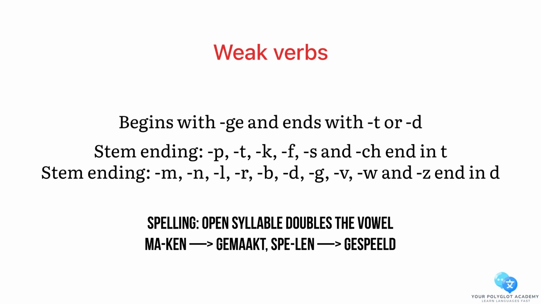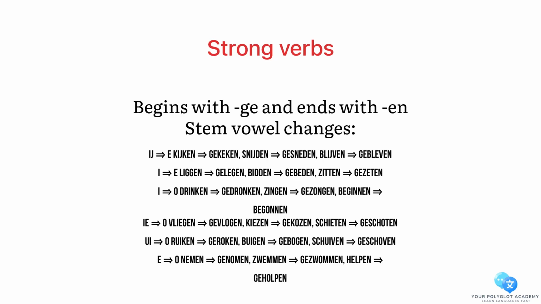Now a few words on spelling. The past participle of a verb with an open syllable doubles the vowel. For example, maken becomes gemaakt. Spelen becomes gespeeld. Then we come to the present perfect of strong verbs.